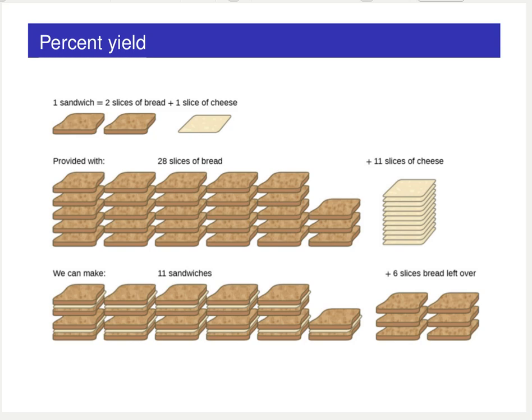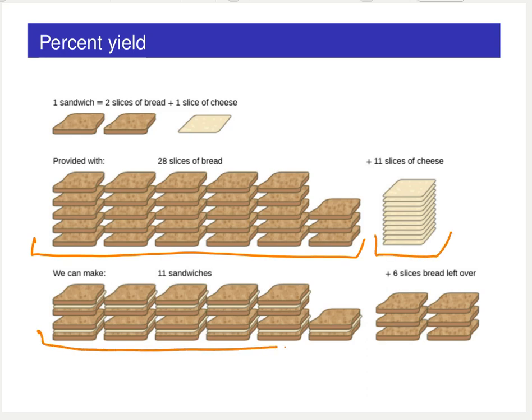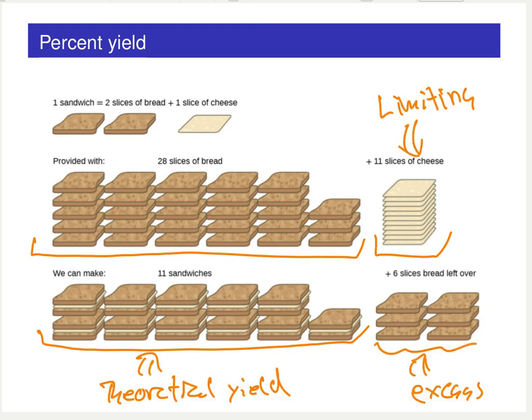As we saw in the previous lecture, we had a scenario where we had 28 slices of bread and only 11 slices of cheese. In this scenario, those 11 slices of cheese limited the number of sandwiches that we were able to make to 11. And so we classified the cheese as the limiting reactant, the 6 slices of bread as the excess bread that's left over, making bread the excess reactant, and the theoretical yield of sandwiches in this case is 11.